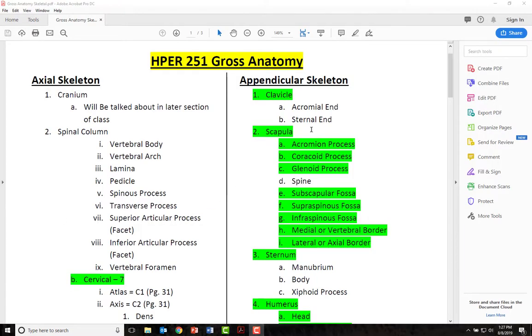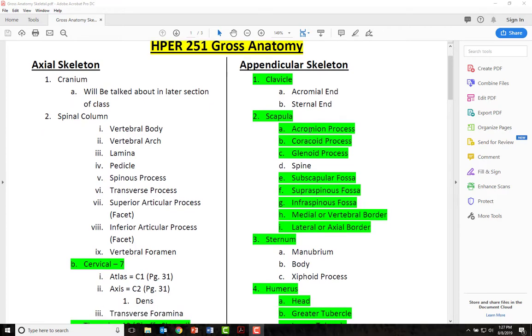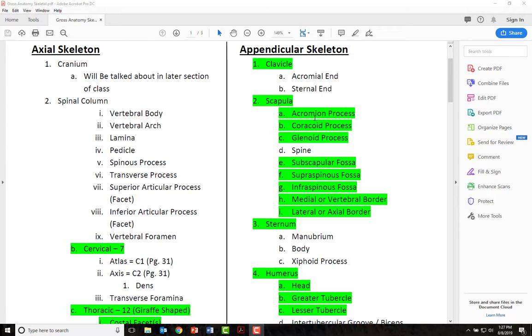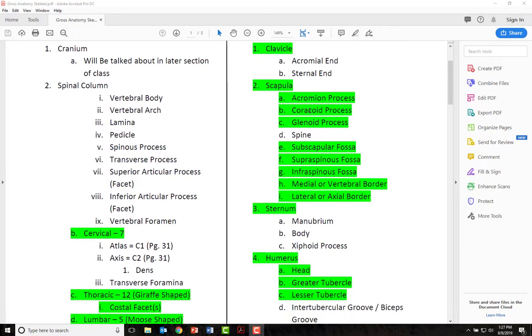As we move into the scapula, there's quite a few bony landmarks that we're going to have to know. For the clavicle, all you need to know is the bone name. You do not need to know left or right. The scapula, however, we do need to know left and right, and we do need to know all these features. So we're going to talk about a couple of these first.